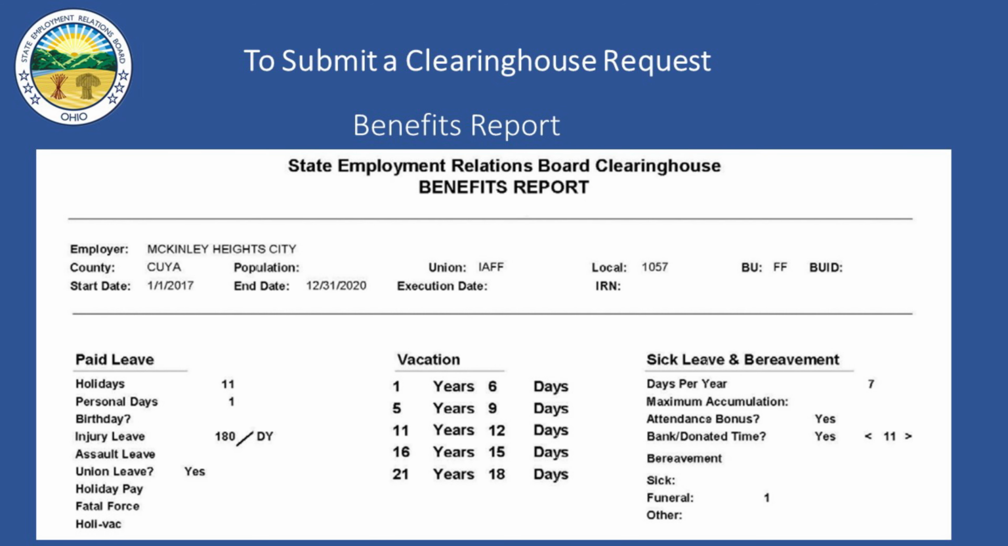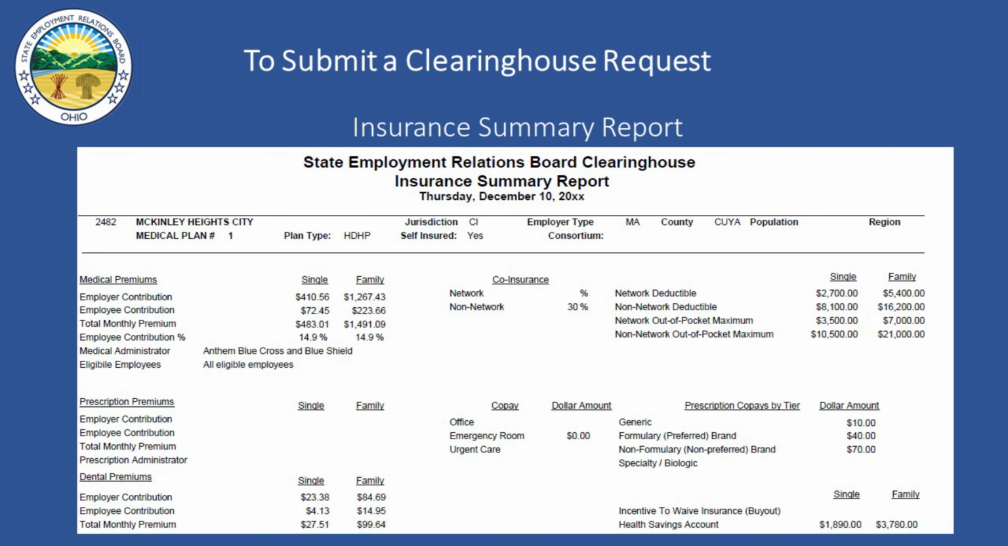The benefits report displays economic and non-economic provisions found within each contract. Some examples include vacation, sick leave, shift differential, uniforms, etc. This report contains a page of detailed information for each contract. The insurance summary report displays 1 page of information for each health insurance plan offered by the employer. This report provides information on medical premiums, deductibles, and coinsurance.